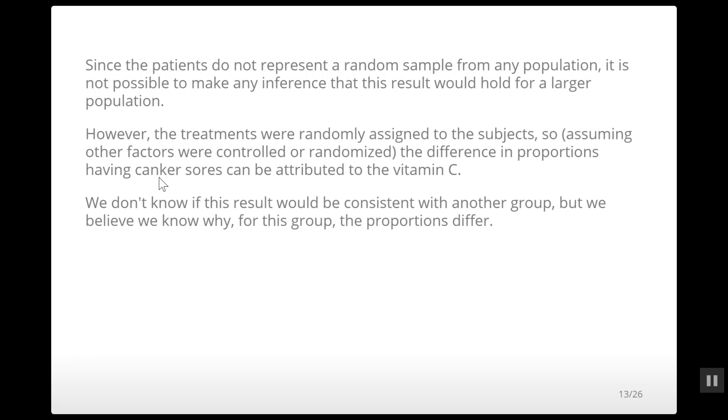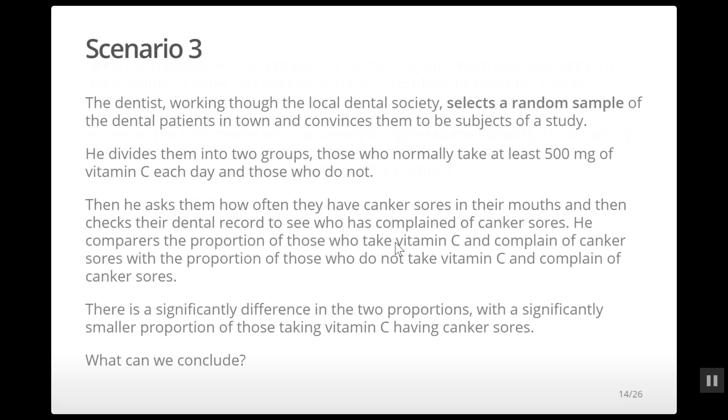So the difference in proportions for having canker sores can be attributed to the different amounts of vitamin C, okay? Assuming the other stuff is equal. So all we can say is we don't know if this result would be consistent with another group, but we believe we know why for this group that the proportions differ. Okay, so with random assignment, we can make these cause and effect conclusions.